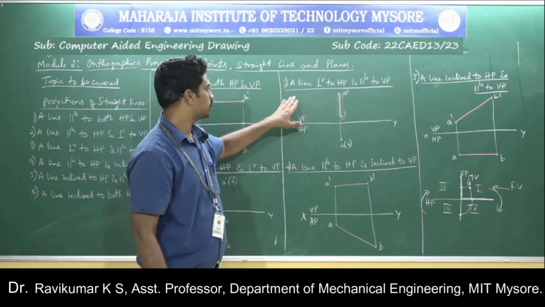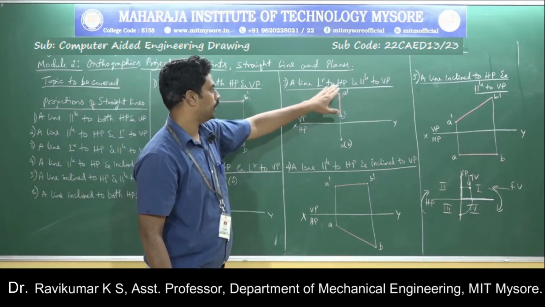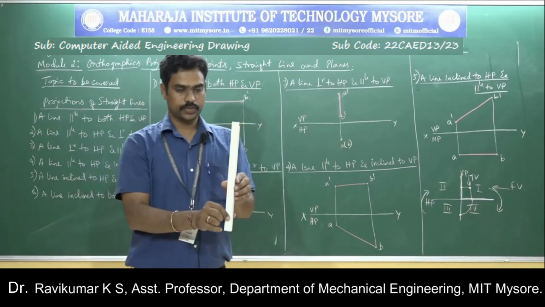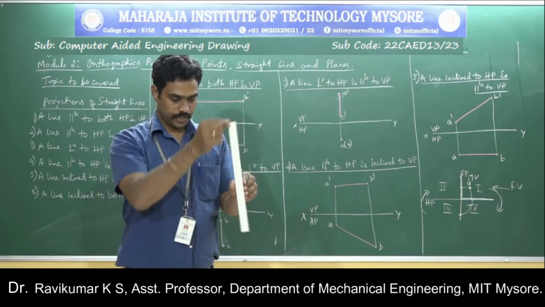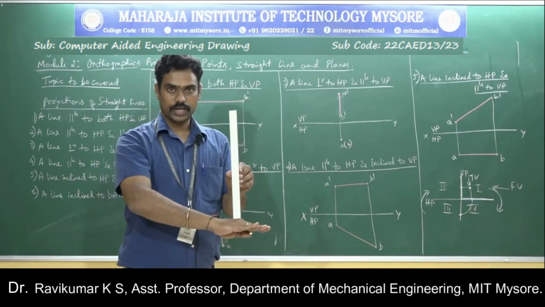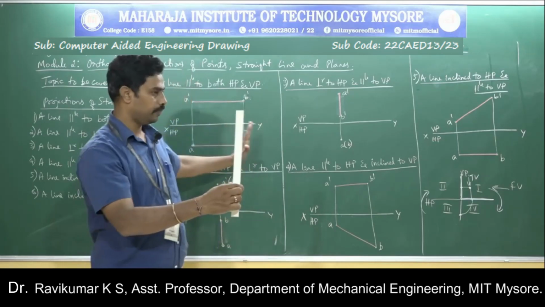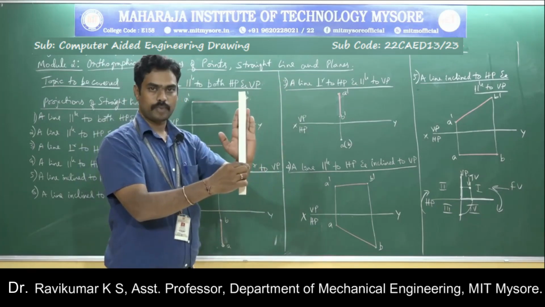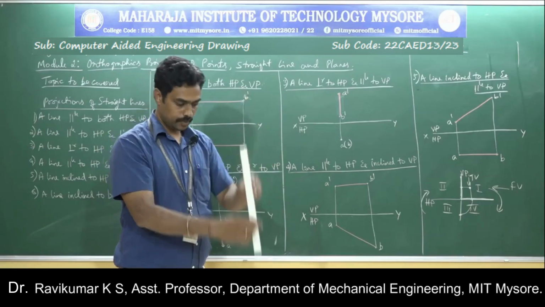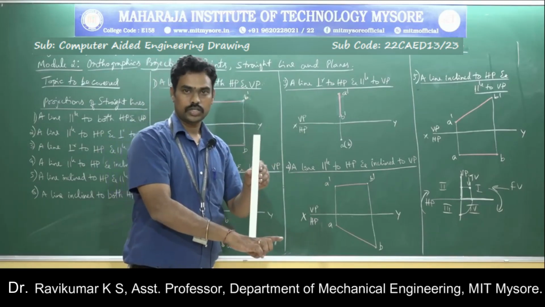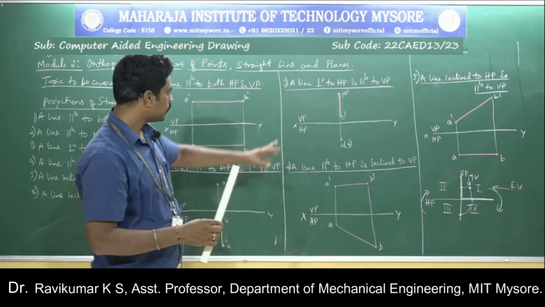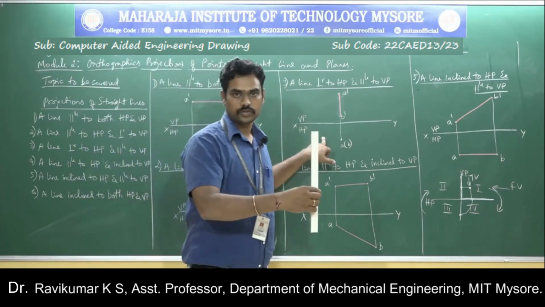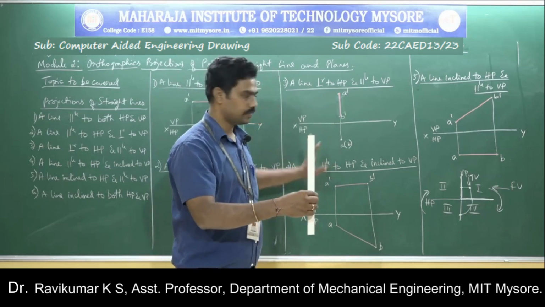Now the third case is a line perpendicular to HP and parallel to VP. So this is the position. In this position, it is perpendicular to the horizontal plane like this and parallel to VP. The distance from this point to VP and this point to VP is same. So it is parallel to VP and it is perpendicular to the horizontal plane HP. Now try to imagine the views, top view as well as the front view.